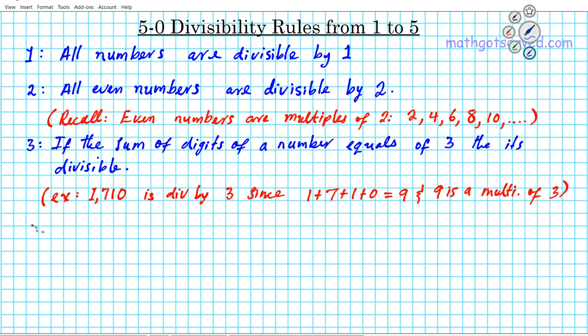All right, how about the number 4? A number is divisible by 4 if the last two digits of that number are both zeros, basically multiples of 100, or the last two digits form a multiple of 4.